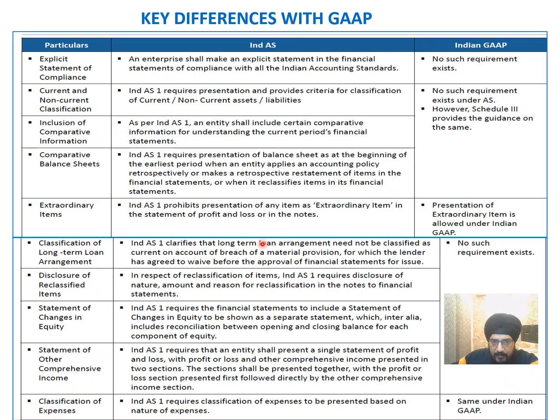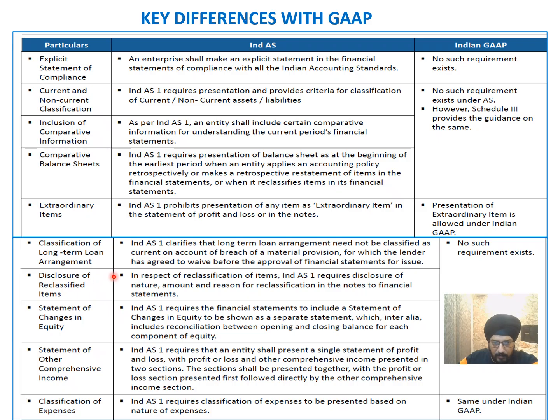Extraordinary items: Ind AS prohibits them. This is another important point, that it does not speak about any extraordinary item. It says that every item is in the normal course of operations, and if at all it requires some specific disclosure, it has to be disclosed separately. But it does not speak about extraordinary items.